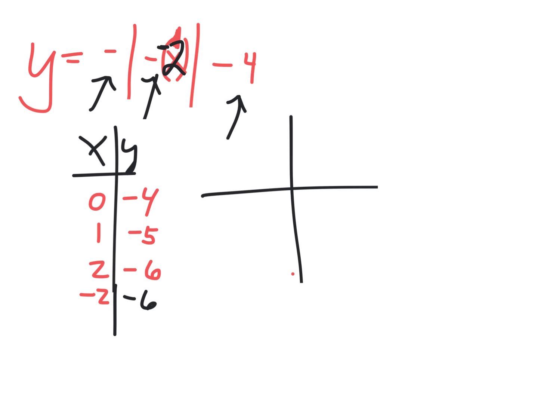0, negative 4, it's down there. 1, negative 5 means over 1 and down a little bit more. Over 2 and down 6. 2 to the left and down 6. Yeah, that feels like it's probably like that.